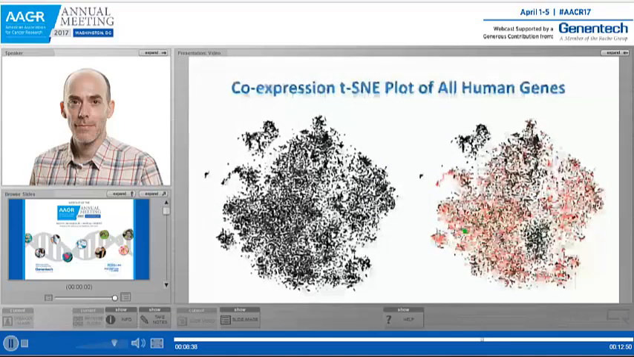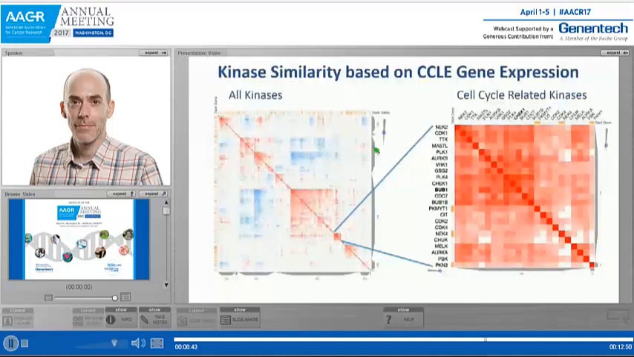This means that we can infer function for genes. If we do this just for kinases, for example, we create a co-expression network of all of the human kinases, we can do this clustering analysis, and then we can zoom in on one of those clusters and see which kinases are there. So here we focus on a cell cycle cluster, and then we can find some kinases that are in this cell cycle cluster that we don't really know anything about yet.